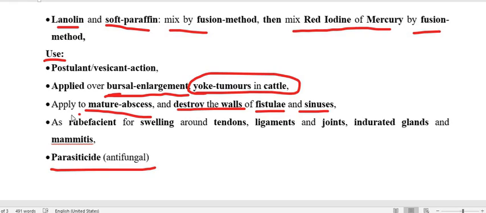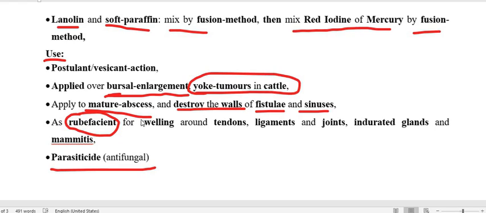It is also used as a rubefacient. So what is a rubefacient? Those agents that produce inflammation and at the site of application produce red color. That is why they call it a rubefacient. Rubefacients are agents possessing irritant property, and when you apply them, at the site of application they produce inflammation, increase blood circulation and produce red color, and this is called a rubefacient.